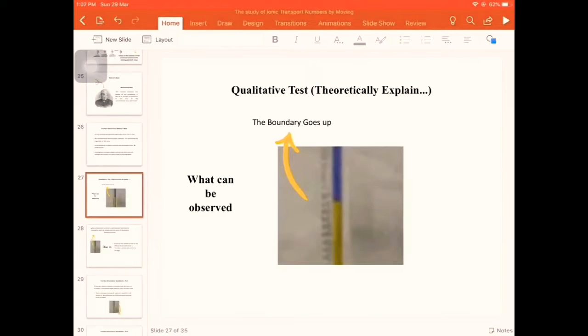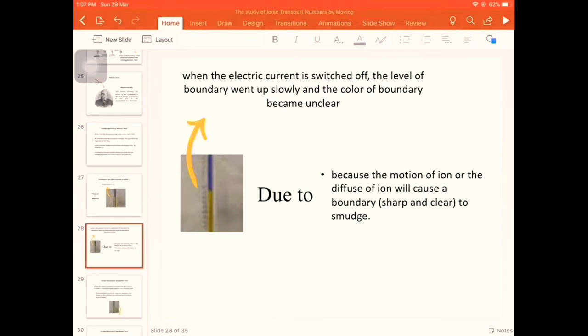And next we switch off the current. The level of the boundary went up slowly, and the color of the boundary became slightly unclear. This is simply because of the motion of the ions by diffusion. It causes the boundary to smudge, rather than be sharp and clear.